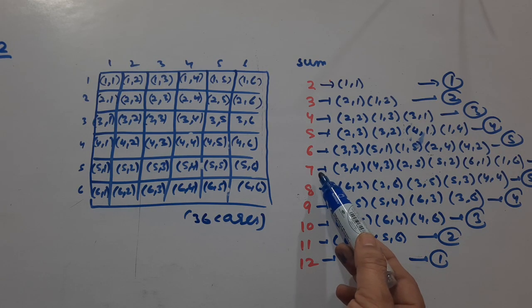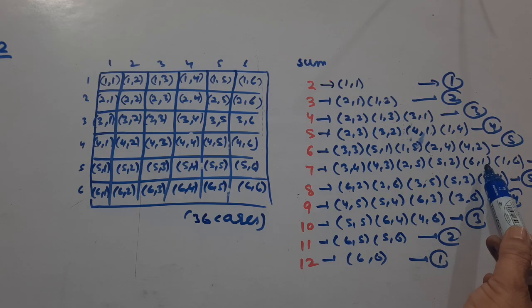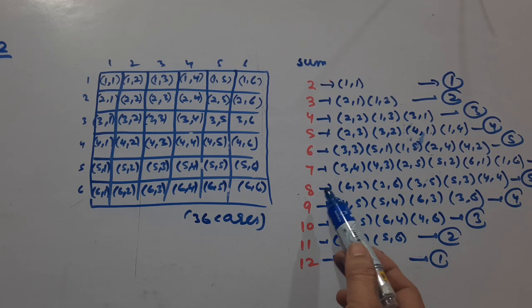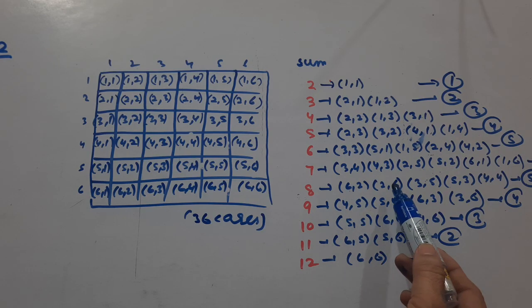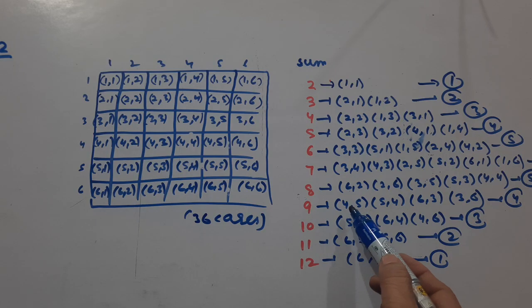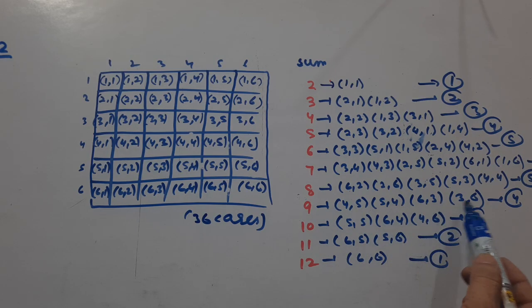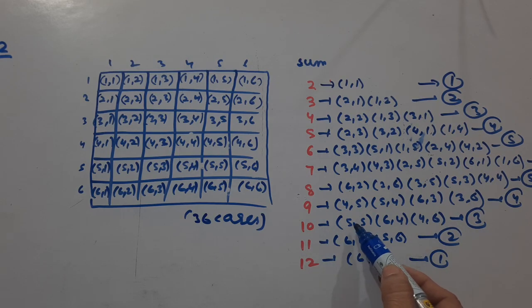Sum is 7, we have six cases, 3 4, 4 3, 2 5, 5 2, 6 1 and 1 6. When sum is 8, we have again five cases, 6 2, 2 6, 3 5, 5 3 and 4 4. Sum is 9, 4 5, 5 4, 6 3 and 3 6, four cases. Sum is 10, we have three cases, you can see 5 5, 6 4 and 4 6. Sum is 11, we have two cases, 6 5 and 5 6. Sum is 12, we have one case, 6 and 6.